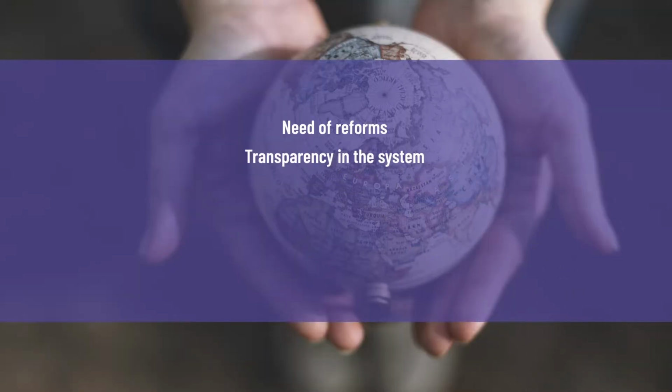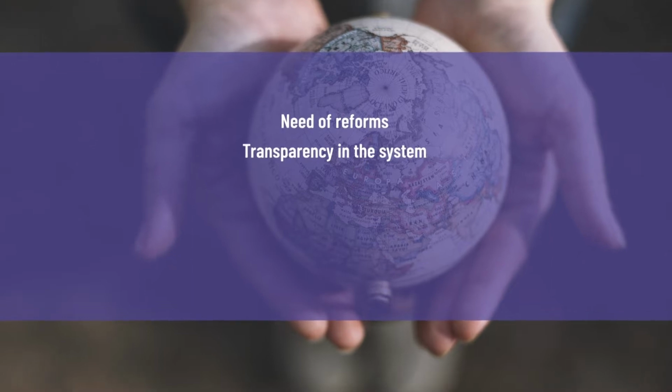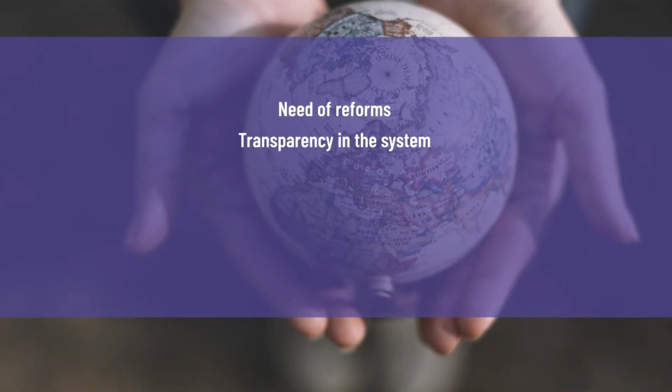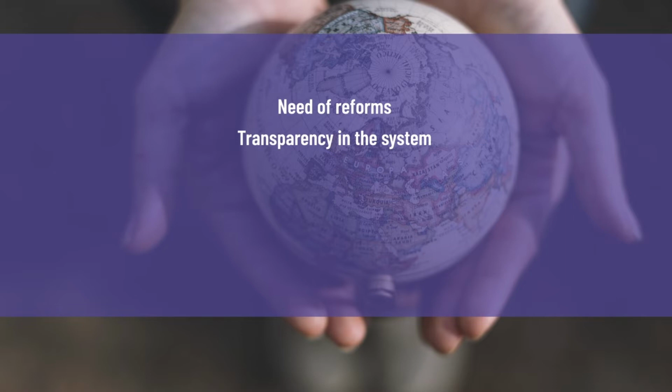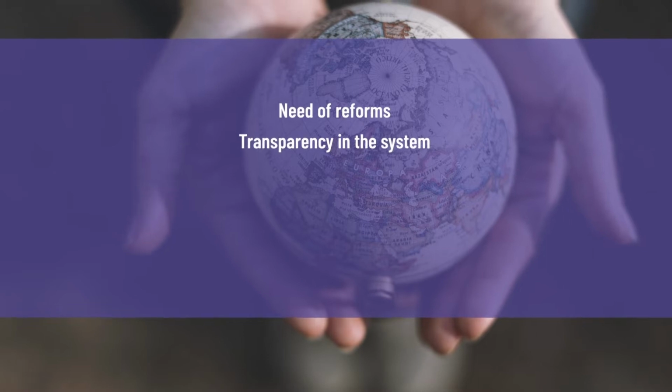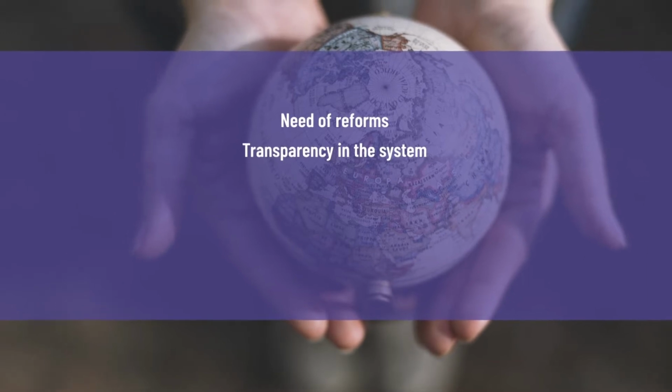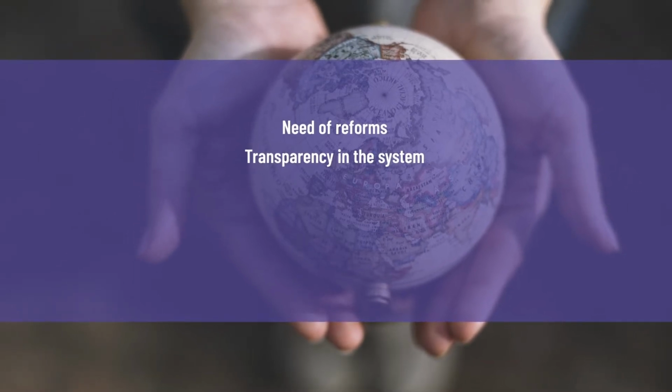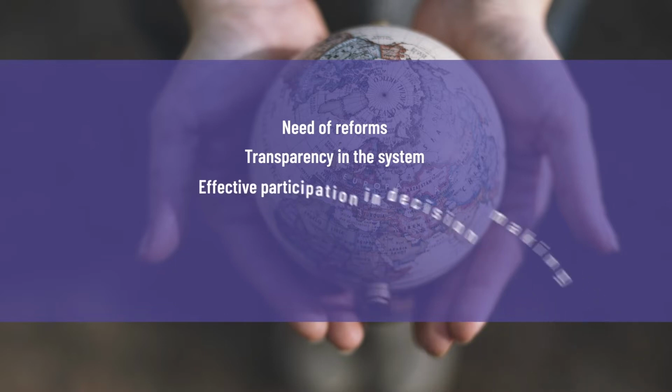There should be transparency in the system, in the functioning of the government at its various levels, and in the functioning of organizations at various levels. People should feel that there are transparent systems, and they must feel free to exercise their powers. There must be effective participation in decision making.